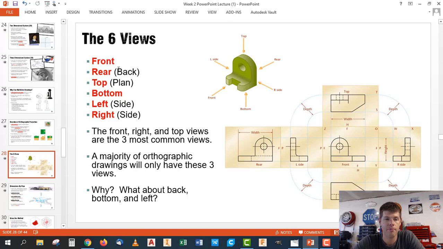So you can do front, back, top, bottom, left, and right. Think of it like a cardboard box, right? If you have a cardboard box and you take it and you cut it apart and fold it flat, there's 6 panels or 6 faces.